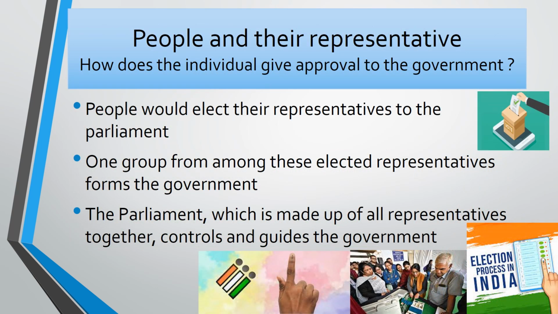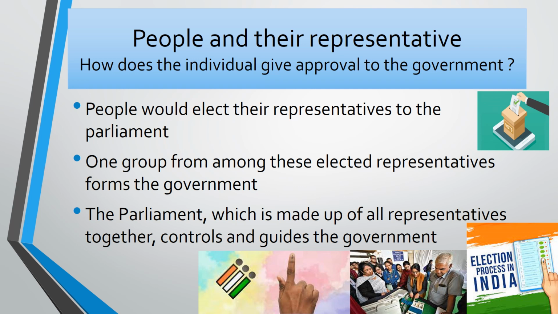People and their representatives. How do individuals give approval to the government? People elect their representatives to the parliament. One group from among these elected representatives forms the government. The parliament, which is made up of all representatives together, controls and guides the government.